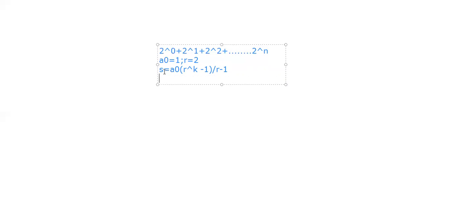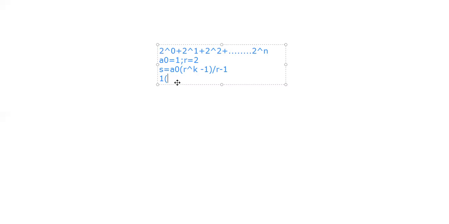Here a naught is 2 power of 0 which is 1. So 1 into r power of k, where k is the number of terms. The number of terms present here is 2 power of n, 2 power of n minus 1 and so on down to 0. So there are n plus 1 terms here because we included 2 power of 0. If we had only 2 power of 1 to 2 power of n, then there would be n terms. We have 2 power of 0 extra, so we have n plus 1 terms.